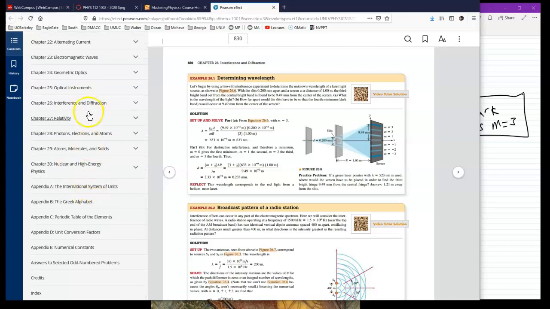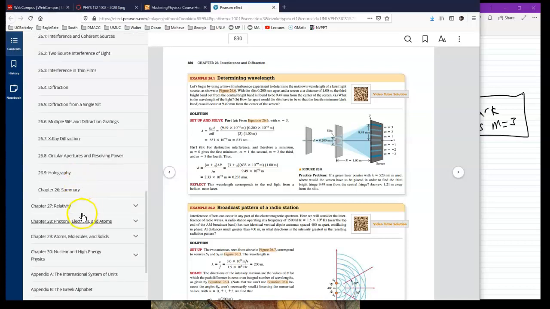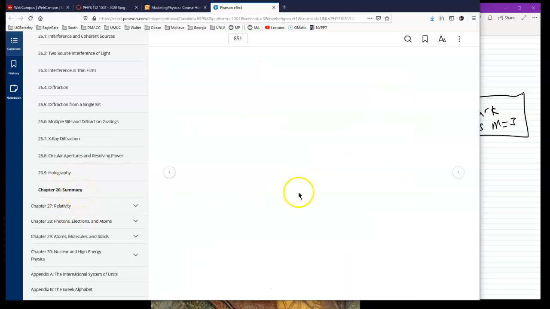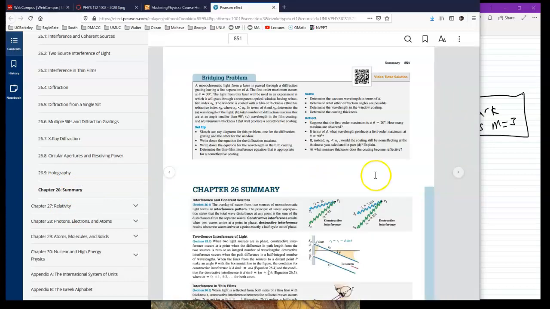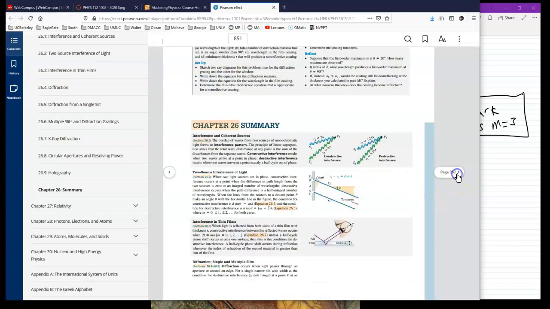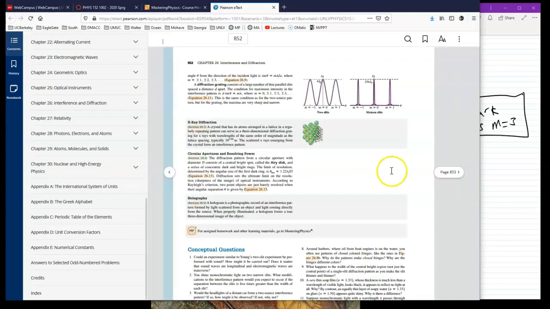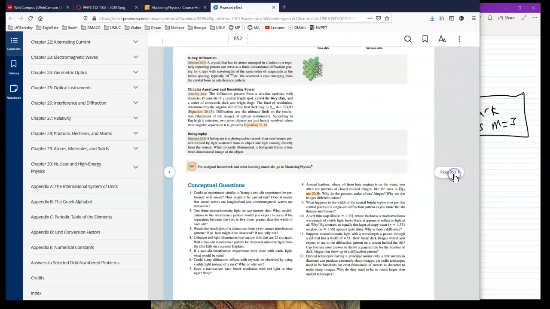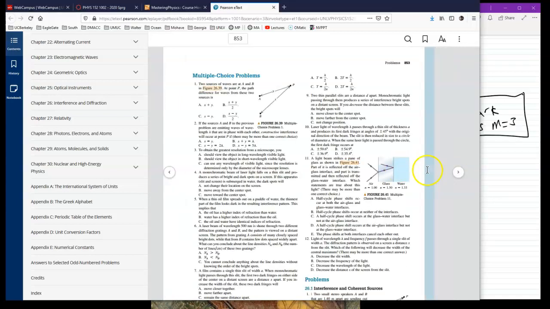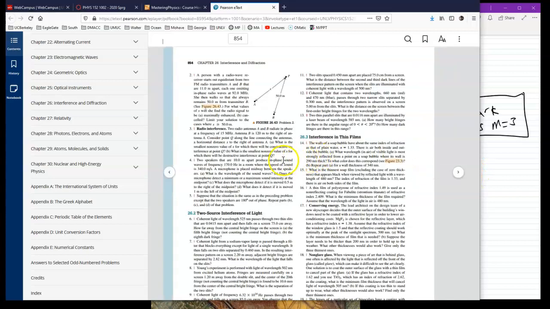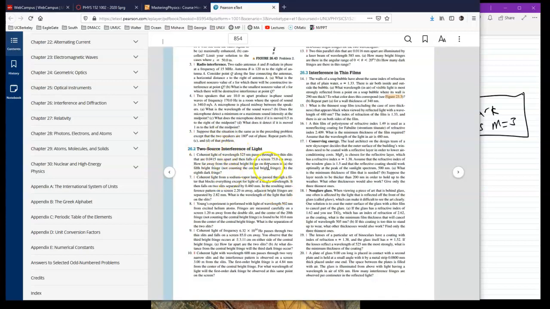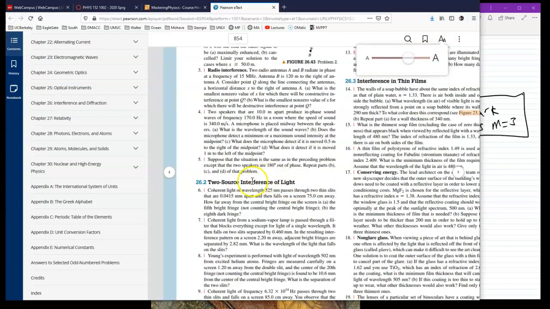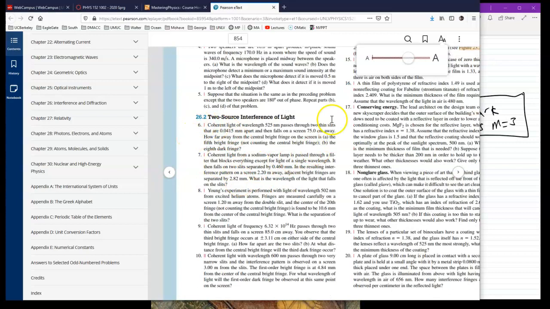We are in chapter 26. We're going to do the problem, after the summary. Okay, number 6. There we go, right there. Maybe I can magnify it again. There we go. So it says right here, see that?